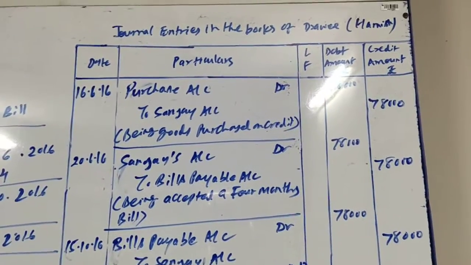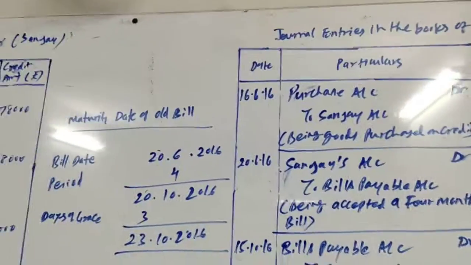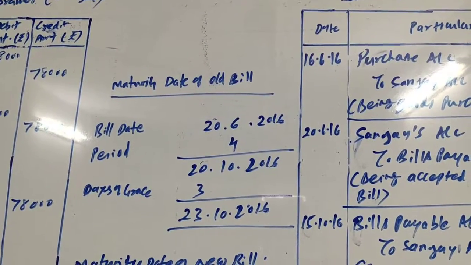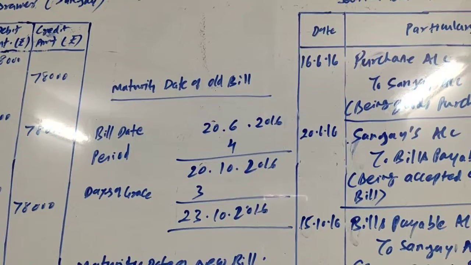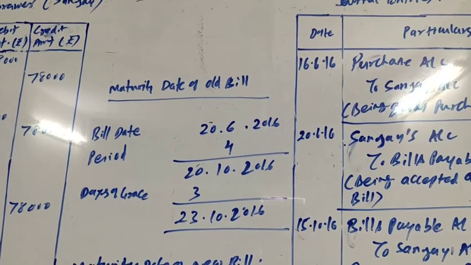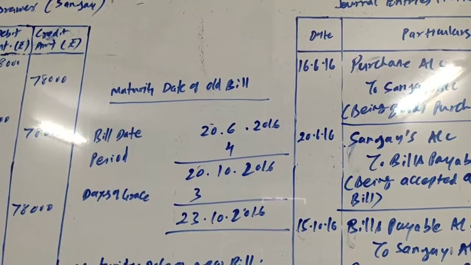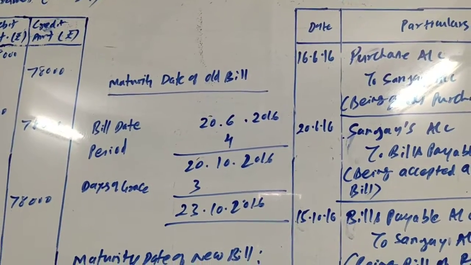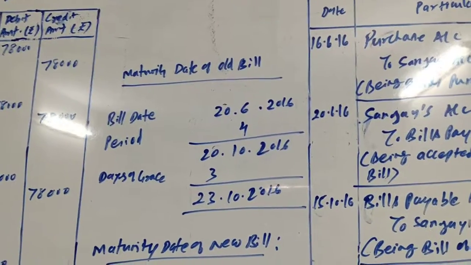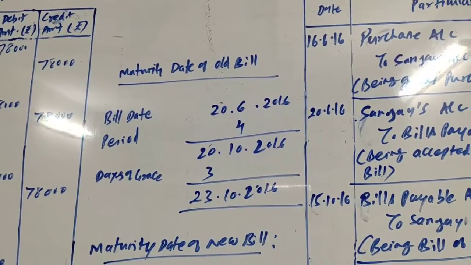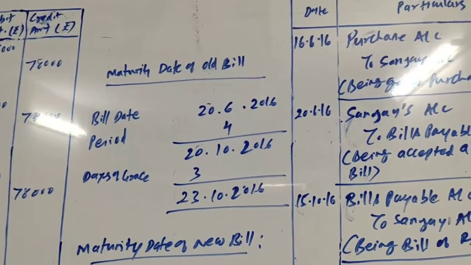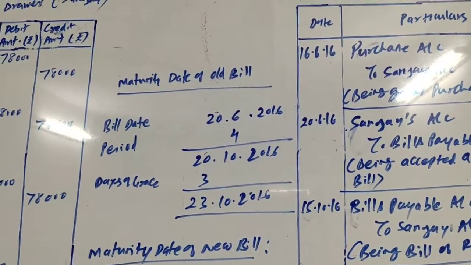Okay friends, next we will find the maturity date for this bill. The date of bill is 26/6/2016. It's a 4 months bill, so 26/10/2016, and 3 days of grace will be added, so 29/10/2016. This will be the date of maturity, but this date will not be useful as the bill was cancelled on request of drawee on 15/10/2016.